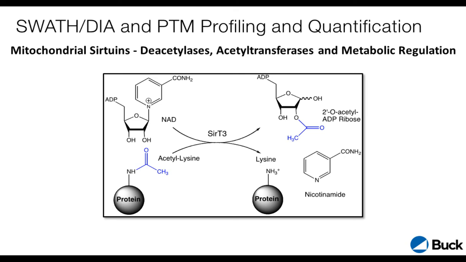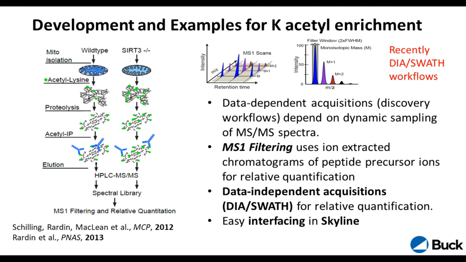So deacetylases actually remove the acetylation group, and when you knock out the deacetylase, you can enrich, or increase the level of acetylation. And then if you have, say, sirtuin 3, the deacetylase knockout, and you compare that against the wild type, you can see which particular sites the sirtuin actually regulates versus which sites are already there in the wild type and are not regulated by the sirtuin.